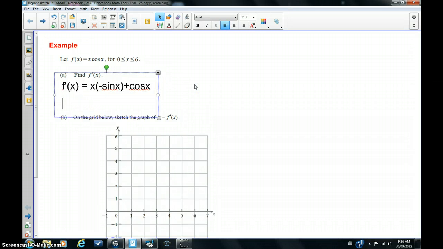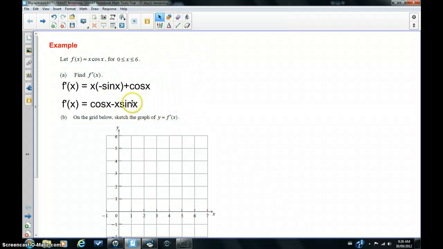I'm going to tidy this up. There we have it. That's the answer to the first part. You can't simplify cosine x minus x sine x any further.